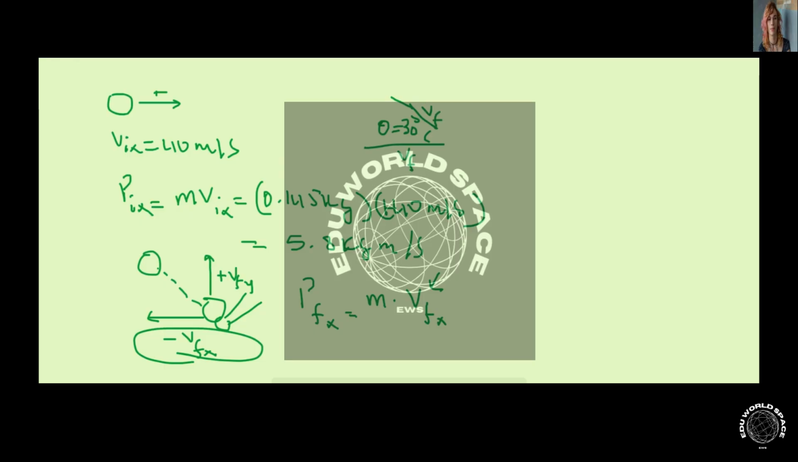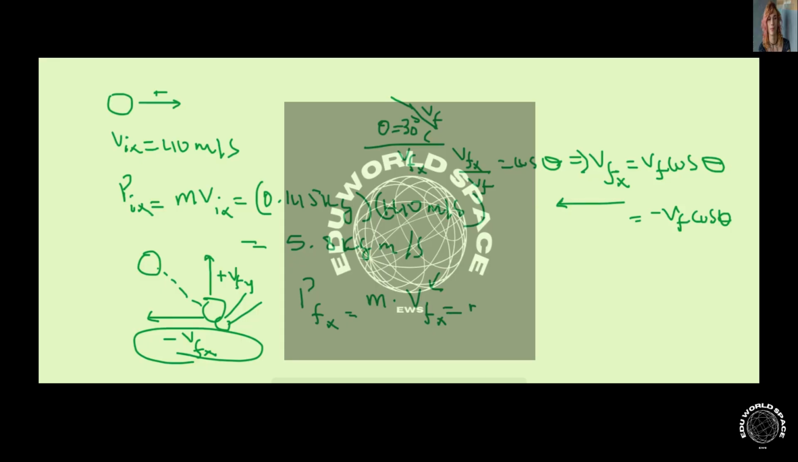This is the final velocity in the x. So you can see, using trigonometry, the final velocity in the x over the final velocity is the same as cosine of theta. So that means the final velocity in the x has to be the final velocity times cosine theta, but it's in that direction. So this is going to be negative final velocity times cosine theta.